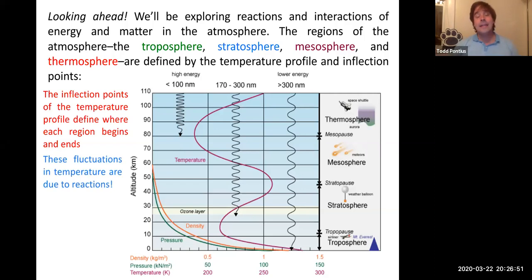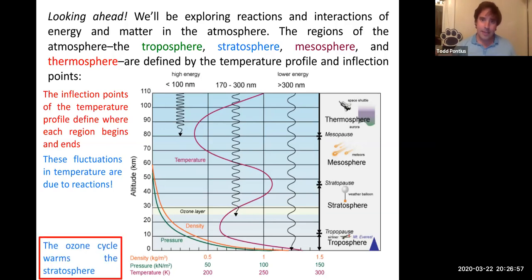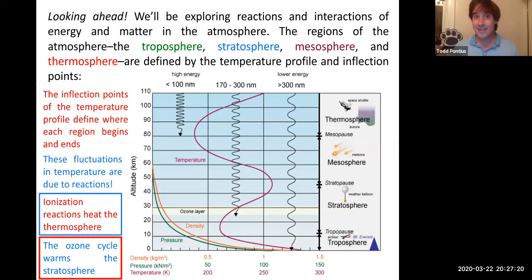And these temperature fluctuations are actually due to reactions. For example, the ozone cycle is what creates that increase in temperature in the stratosphere. That's where the ozone layer is located, and the ozone transferring around between O3, O2, all this stuff, those reactions release heat and cause that warming. Up in the thermosphere, the reason why it gets higher is actually because of ionization. So we have these ionizing reactions that take place, and that's what causes that greater heat profile.